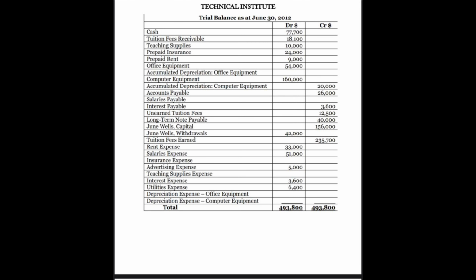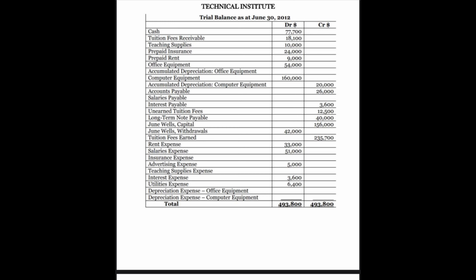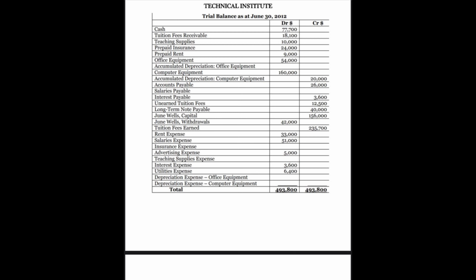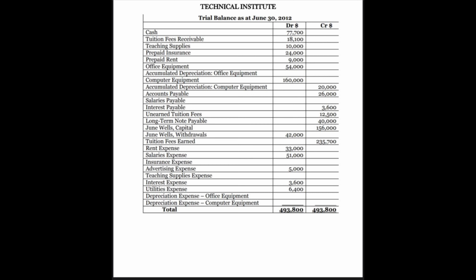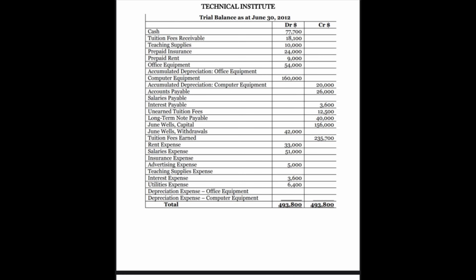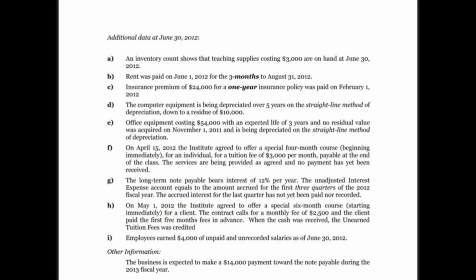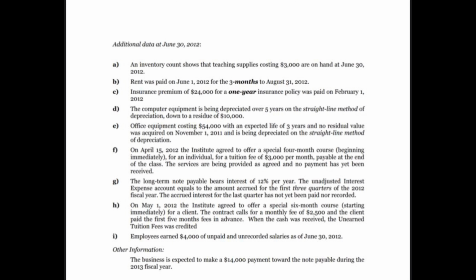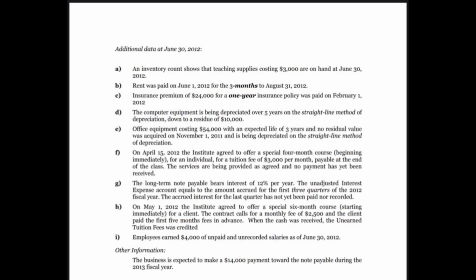So our question for today states that Technical Institute is a school owned by June Wells, and they provide training to individuals who pay tuition directly to the school. We have below the unadjusted trial balance, which was extracted from the books of the business at the end of the 2012 fiscal year. Right, we have our trial balance there, the unadjusted one. Then we have some additional data at June 30th, 2012, and it runs from A to I. Then we have other information done by the requirements.